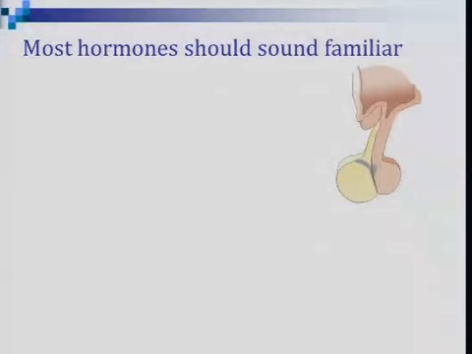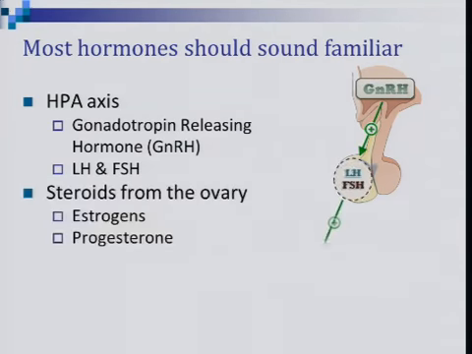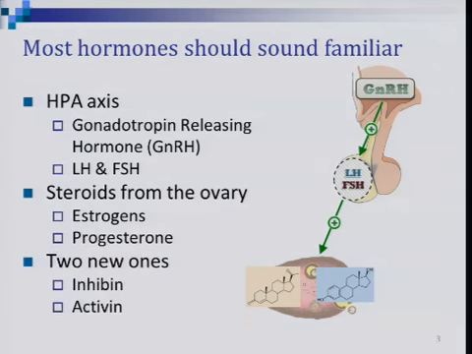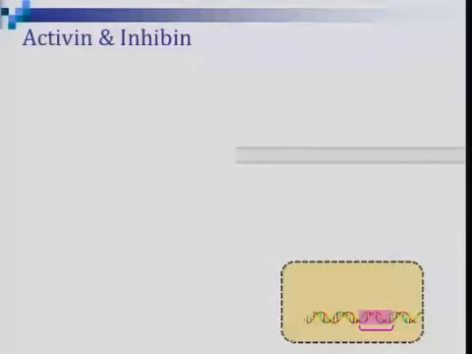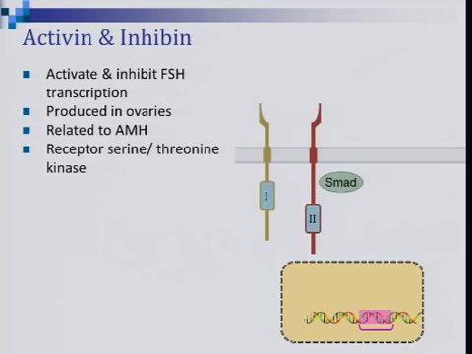So the hormones early on at least should sound familiar to you. Okay? We've got the hormones in the HPA axis, gonadotropin releasing hormone, LH and FSH. Steroids are now from the ovary, they're estrogens, and the precursor hormone progesterone now becomes an important player. And there are 2 new ones we haven't described yet, inhibin and activin. So inhibin and activin activate and inhibit FSH transcription. They're produced in the ovaries and related to anti-Mullerian hormone. Okay? And so that means they bind to a receptor serine threonine kinase.